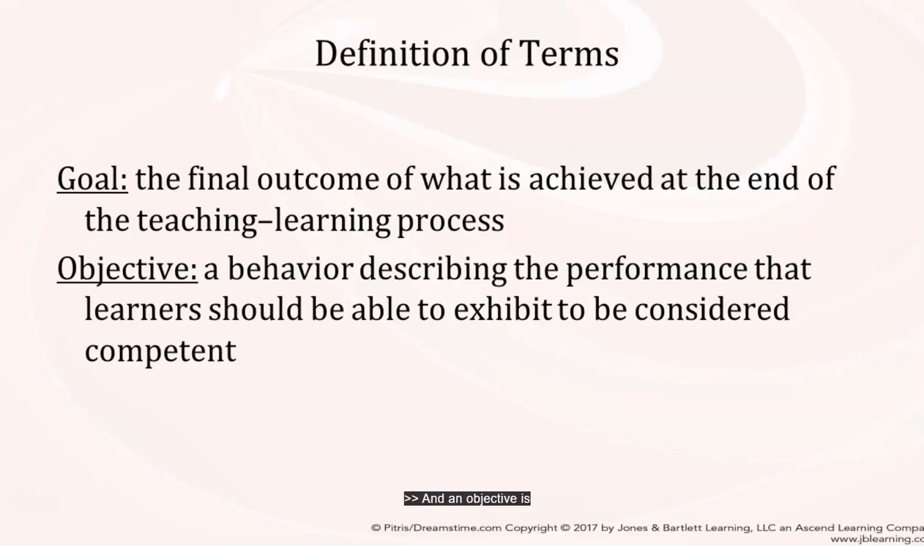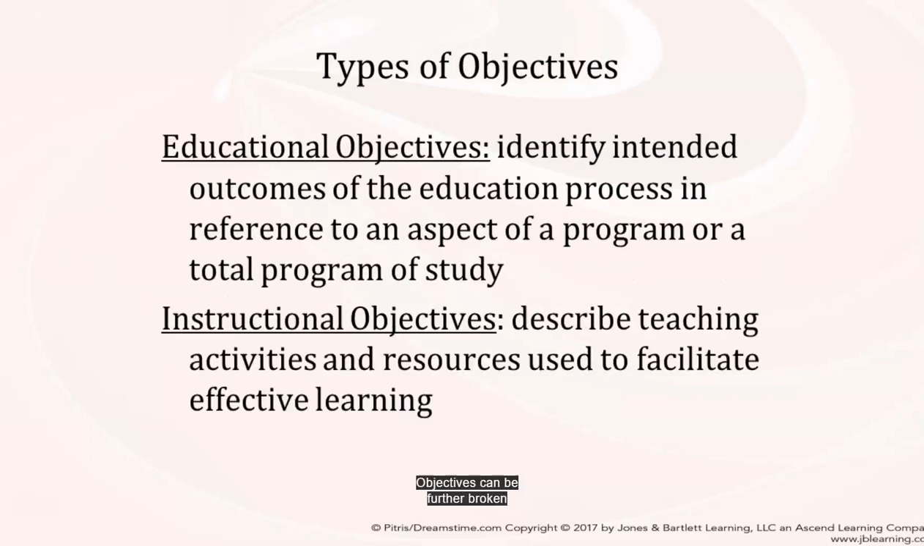A goal is defined as the final outcome of what is achieved at the end of the teaching learning process. And an objective is a behavior describing the performance that learners should be able to exhibit to be considered competent. An objective is a specific, single, one-dimensional behavior. The difference between them is related to time and their level of specificity.